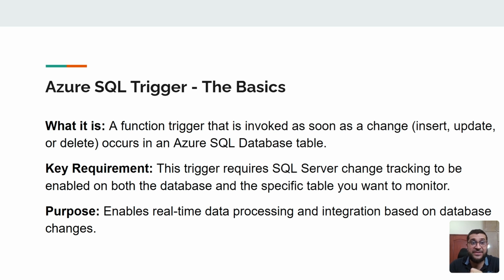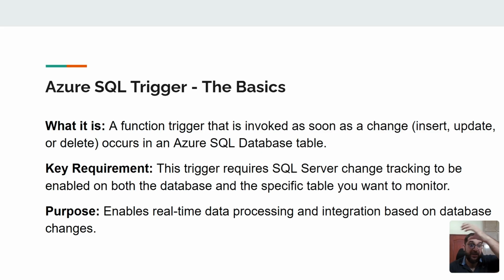Azure SQL Trigger is a function trigger that is invoked as soon as any change happens in the SQL database, for example, insert, update, delete. The key requirement is that this trigger requires SQL Server change tracking to be enabled on the database and specifically on the table side. I will show you this. You will turn on tracking for the database and a table to get the advantage of the SQL trigger.